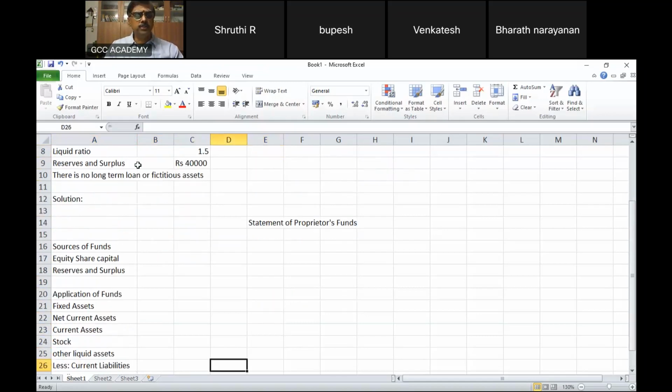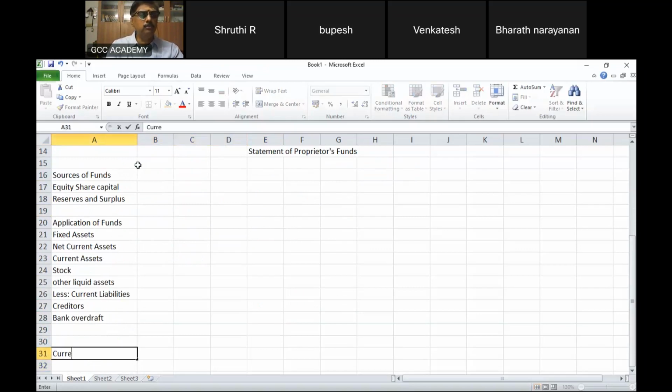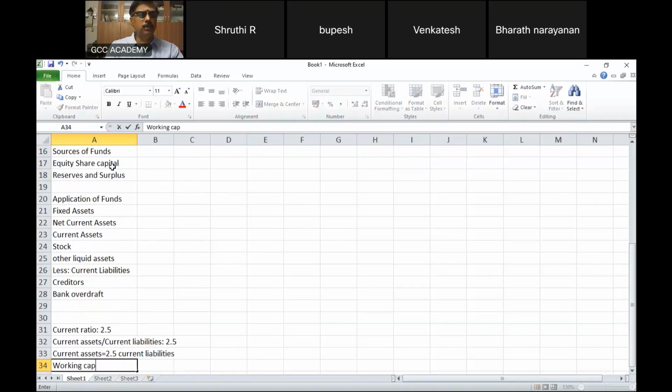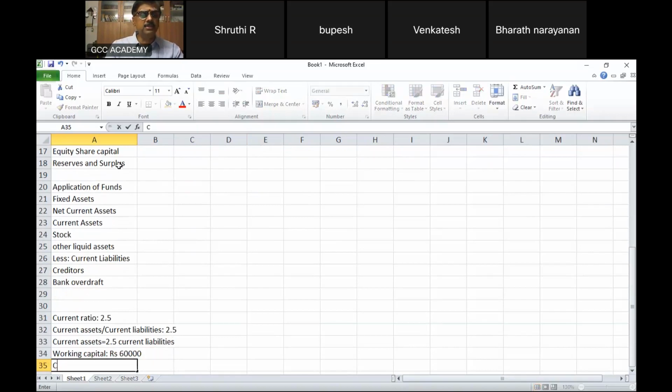So let us look at current ratio first. Current ratio is given as 2.5. So current assets by current liabilities is 2.5. Carefully observe, current assets is equal to 2.5 current liability, cross multiply. Working capital, what is working capital? Can you tell me? 60,000. So current assets minus current liability is equal to working capital.